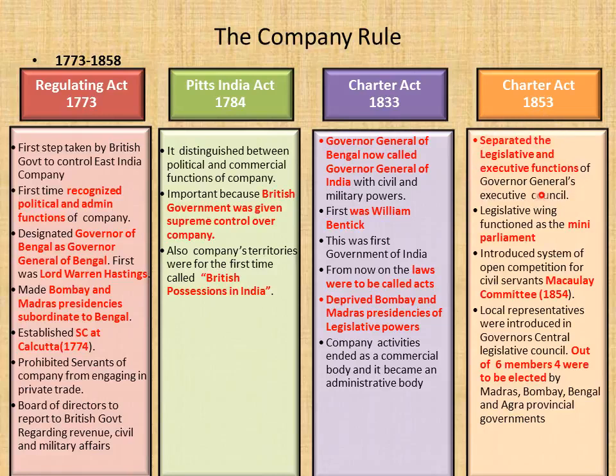Initially, the legislative and the executive functions were being performed by the same body itself, but the boundaries were not clearly demarcated. Now the functions were clearly demarcated. So this is an important point. Another important point was that the legislative wing of the Governor General's Executive Council functioned as a mini parliament, as the parliament used to work in Britain. So this was acting like a mini parliament and was emulating the functions performed by the British Parliament. So this is also a very important point.